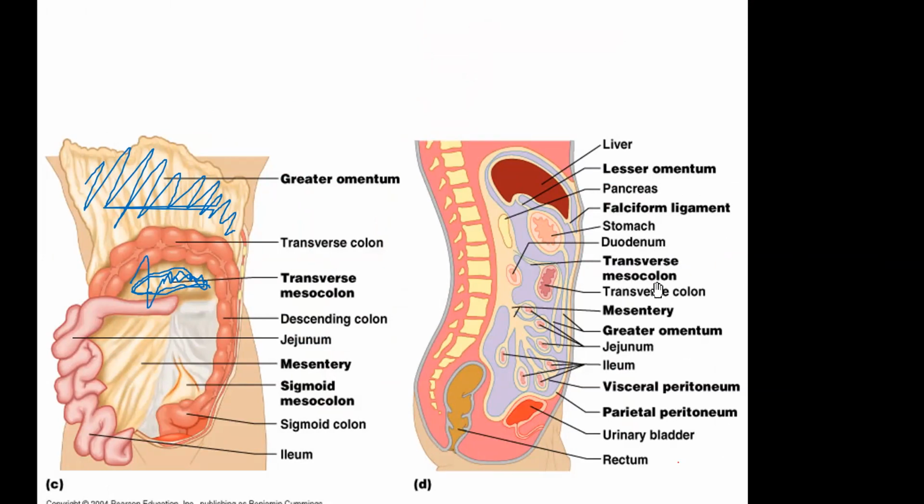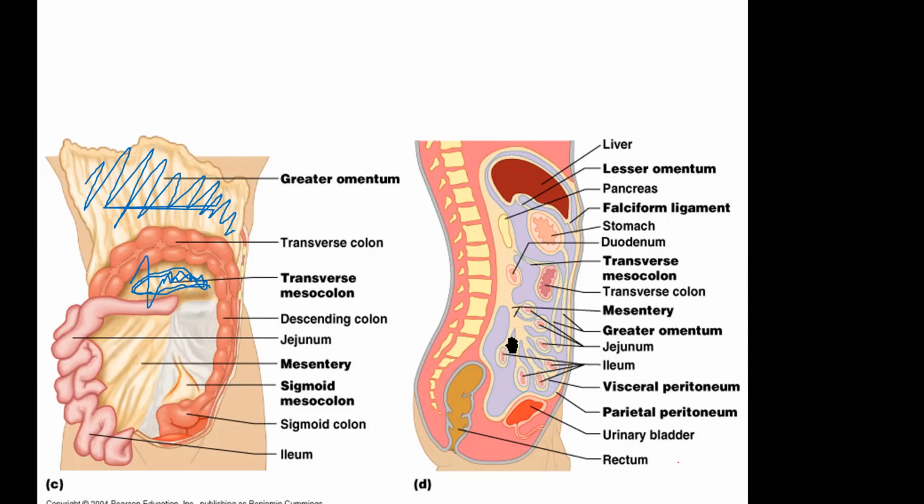Transverse mesocolon connects transverse colon to the posterior wall. On this picture is right here. And then the number 4 is called a falciform ligament, connects the liver to the anterior wall. All right. So those are the 4 important mesenteries I want you to know.